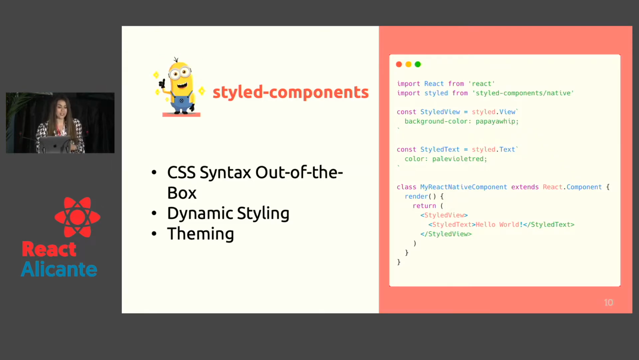Styled-components is the library you can use to write CSS for styling your React Native components. One of the benefits of using styled-components in React Native is that you get the CSS syntax out of the box, you get dynamic styling, and you get theming. And if you're familiar with and use styled-components on the web, it is really great to also choose them on React Native as well.